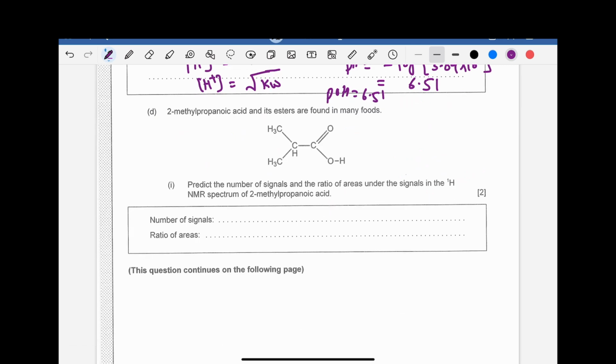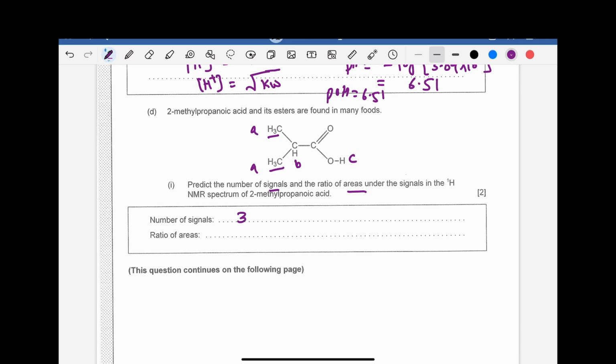2-methyl propanoic acid and its esters are found in many foods. Predict the number of signals and the ratio of the areas under these signals in the proton NMR spectrum of 2-methyl propanoic acid. So we're looking for how many different hydrogen environments there are. We have 2 methyls, they are equivalent, so I will label them as A. This one is in a different environment, so B and then C. So we have 3 different proton environments. Hence, we will expect 3 signals here.